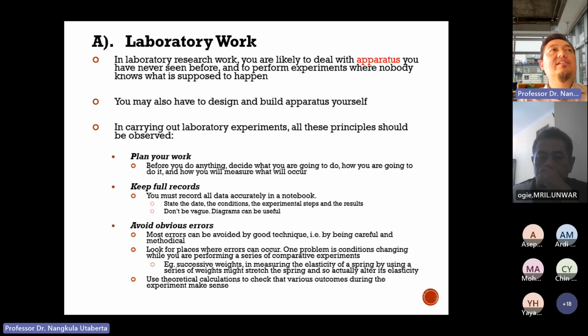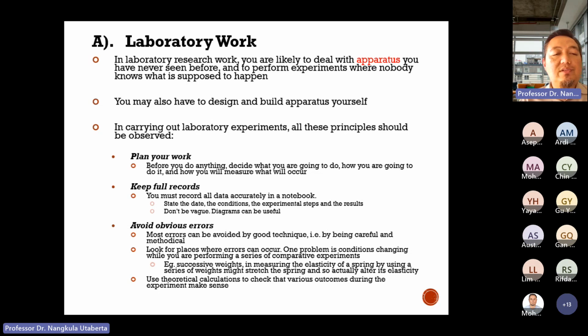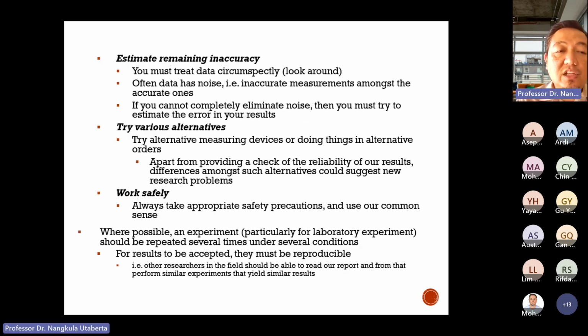When you do laboratory work, you have to think about certain steps. About the laboratory, the apparatus, you have to have your equipment there. You have to plan your work, keep full records, and try to avoid errors. Try to minimize what we call margin of error, and inaccuracies. Of course, you have to work safely for that particular one. So I think some of you did experiments, you have to really consider these kinds of considerations.